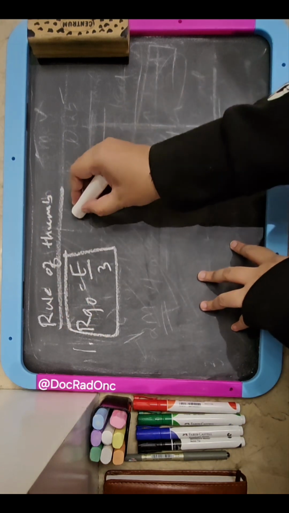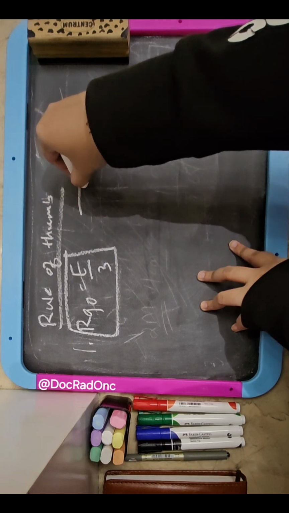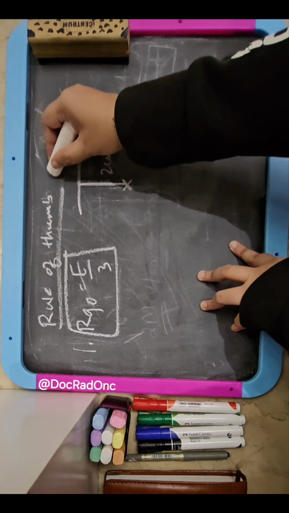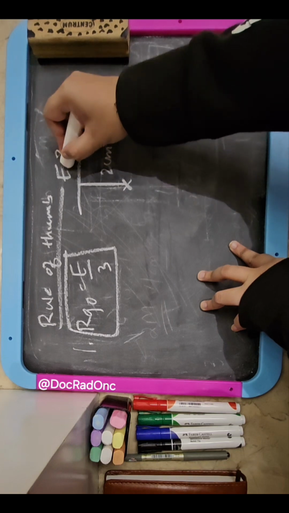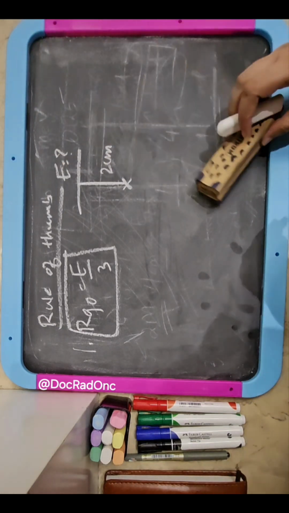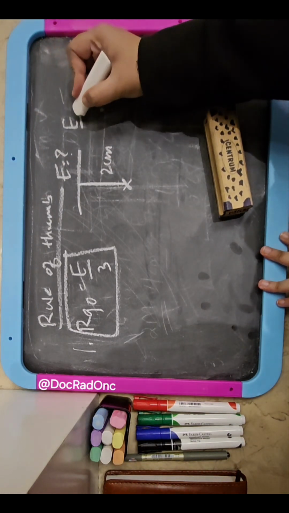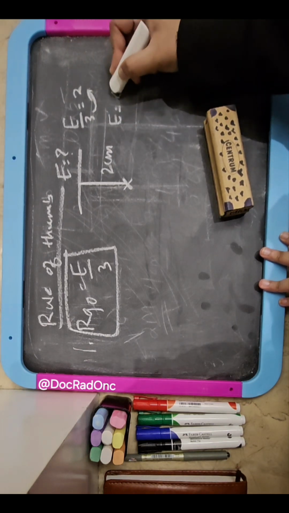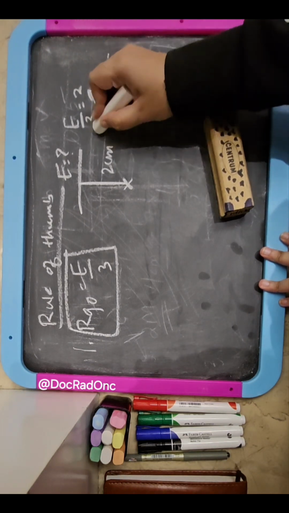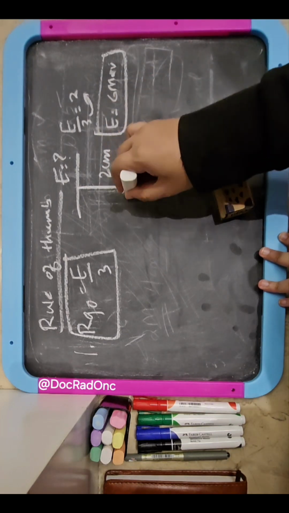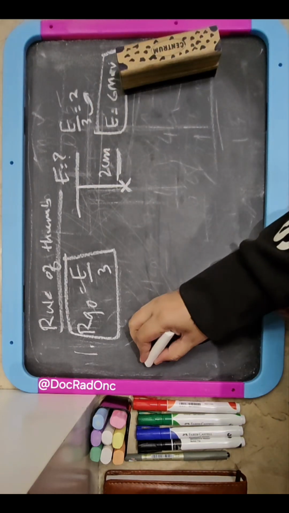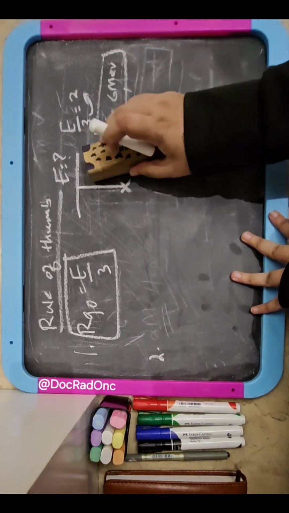For example, from the surface of the skin, if you want to treat at a depth of 2 centimeter, then what energy of electrons will you use? The energy of electrons that you will use is E by 3 equals 2, so E equals 3 into 2, which is 6 MeV. The energy of electrons that you will use to treat at a depth of 2 centimeter is 6 MeV.